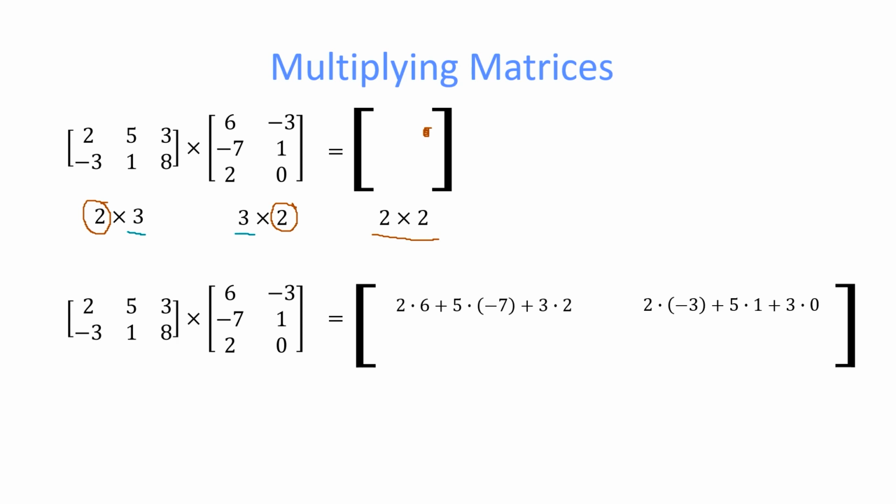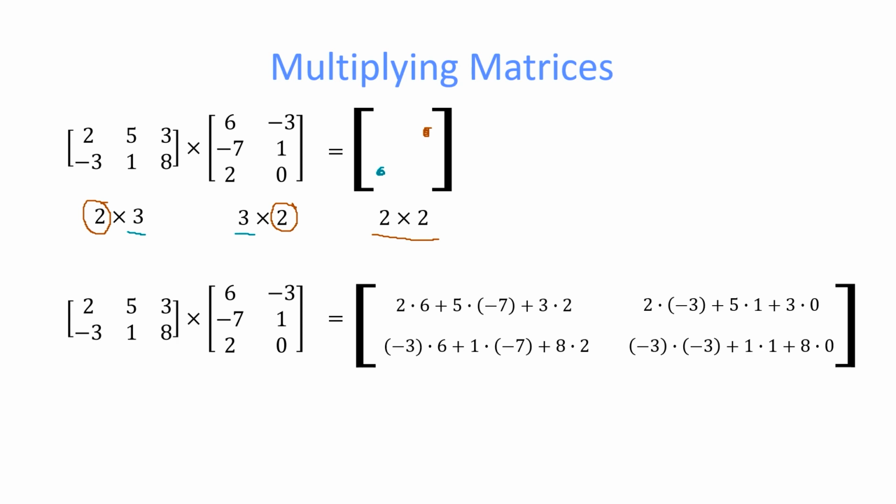Always when you're multiplying, just take all the numbers in a row and all in a column, multiply the respective numbers and add them all together. So now for the position here, 2 and 1, we have to take the second row, minus 3, 1, 8, and multiply with the first column, 6, minus 7 and 2. So we have minus 3 times 6, 1 times minus 7, and 8 times 2, and we have to add them all together. And for the last one, minus 3, 1, 8 with minus 3, 1, 0. So we have minus 3 times minus 3, plus 1 times 1, plus 8 times 0.